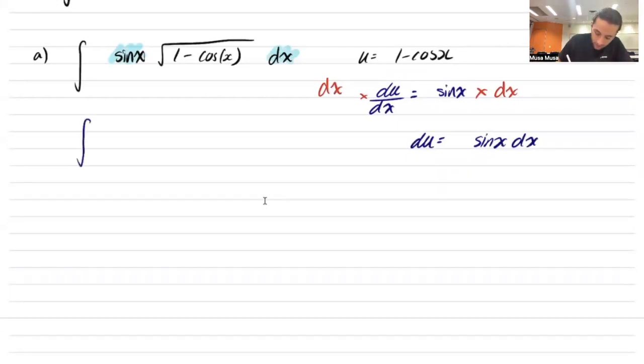So this integral now becomes the integral of the root of u du. That's u to the half. Adding 1 to the power, it's going to become 3 over 2. Dividing by the new power, it's 2 over 3.